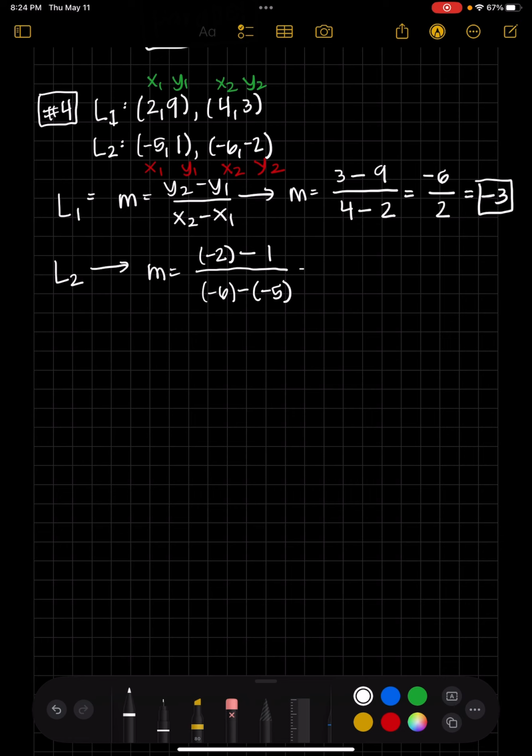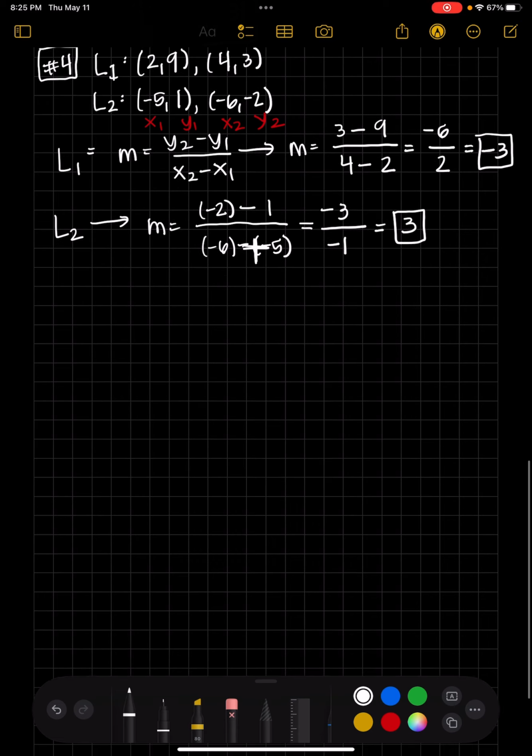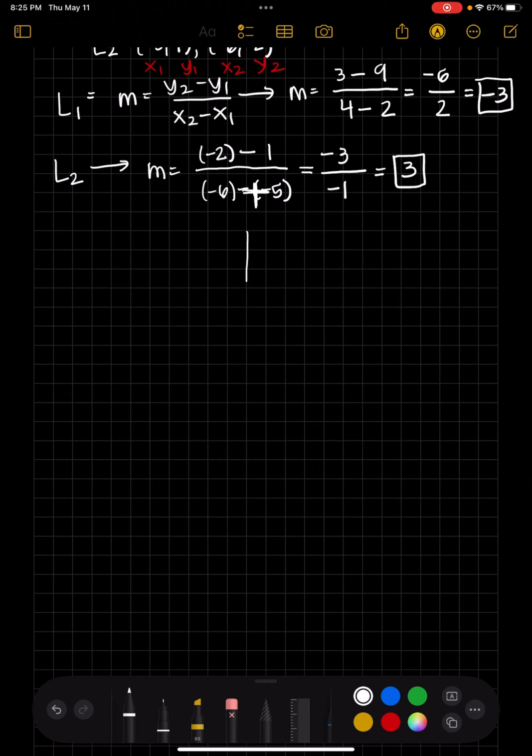Now let's simplify this. On the top, we have negative 2 minus 1, which gives me a negative 3. And then on the bottom, we have two negatives right next to each other, which makes a big plus. So we have negative 6 plus 5, which gives me a negative 1. When I simplify that, I get negative 3 divided by negative 1. A negative divided by a negative is a positive, so this is just a positive 3. So now I have one line that has a slope of negative 3 and one line that has a slope of positive 3.